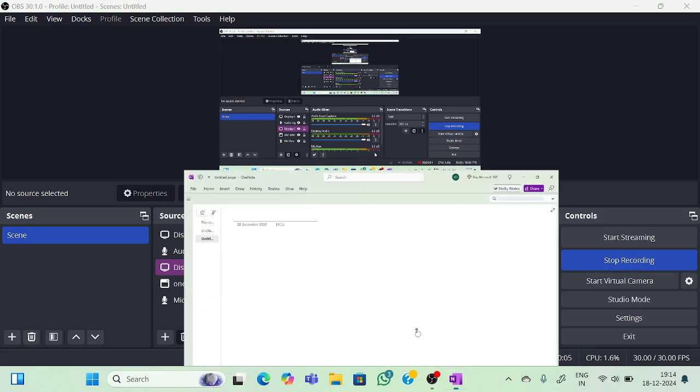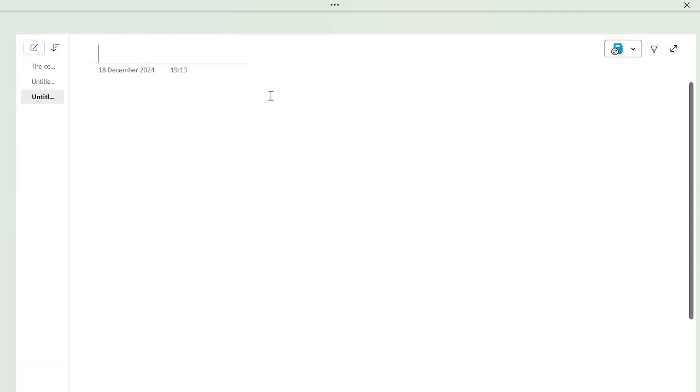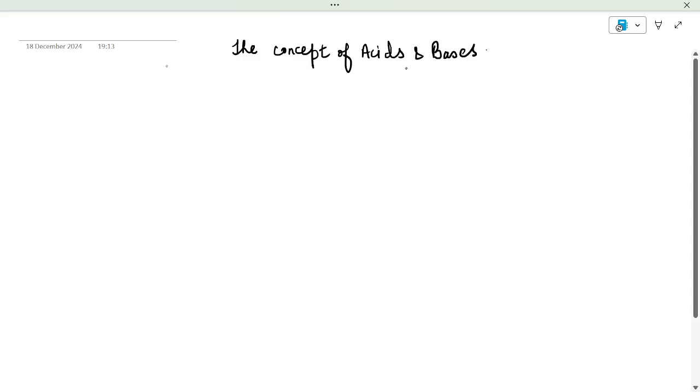Students, today we will talk about the concept of acids and bases. So let us begin. The concept of acids and bases is very broad, and we have many definitions of acids and many definitions of bases. So there is not just one definition pertaining to acids and bases. Let us learn them one by one.